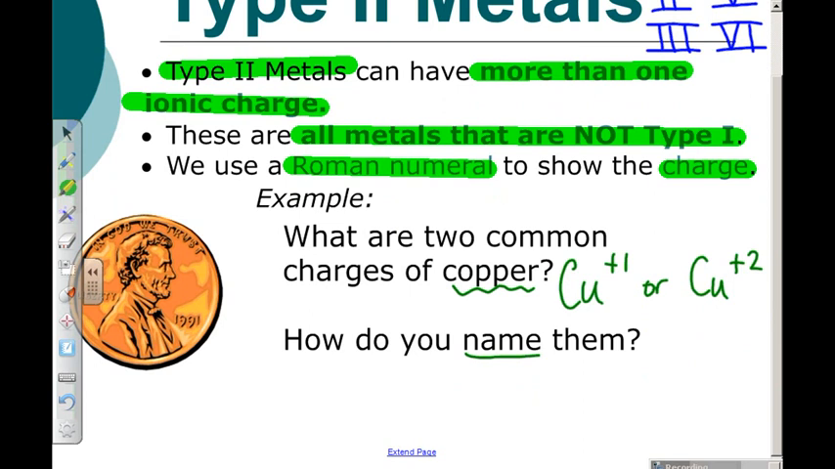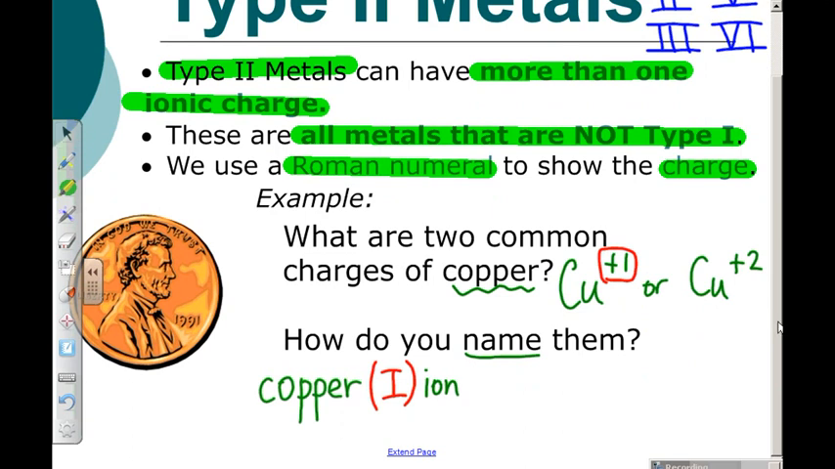For example, the copper that has a +1 charge, I would give the name copper, because remember, metals don't change their names from the periodic table when they become ions. However, I need to show that it has this charge of a +1. To show the +1 charge, I'm going to put a Roman numeral 1 in parentheses right after the word copper. Then I'll add the word ion, because I need to designate that this is an ion, it gained or lost electrons.